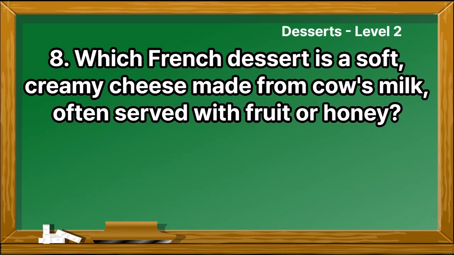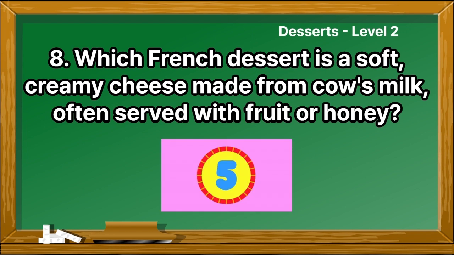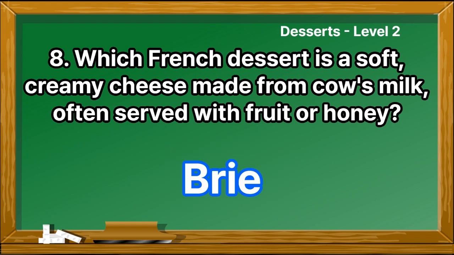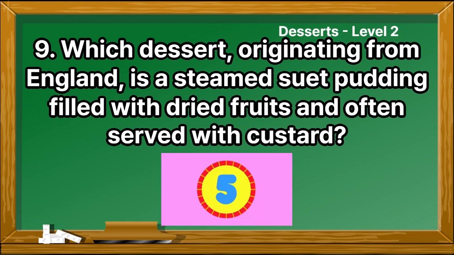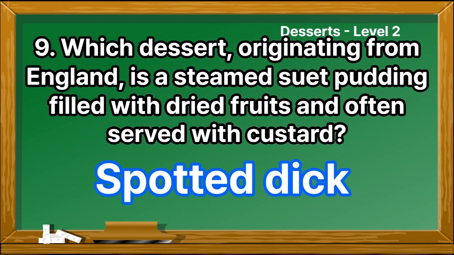Which French dessert is a soft, creamy cheese made from cow's milk, often served with fruit or honey? Brie. Which dessert, originating from England, is a steamed suet pudding filled with dried fruits and often served with custard? Spotted dick.